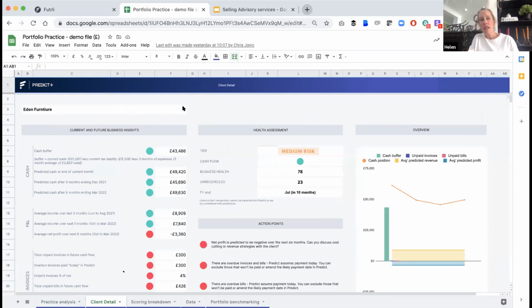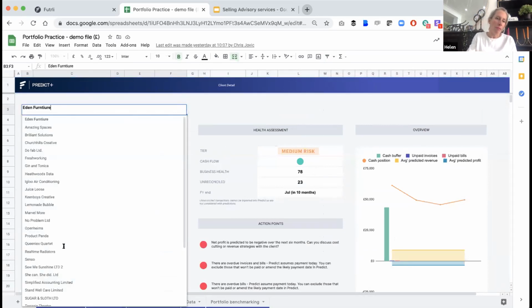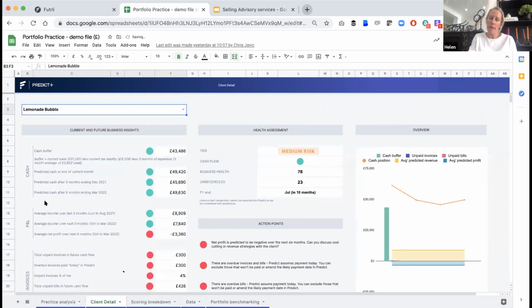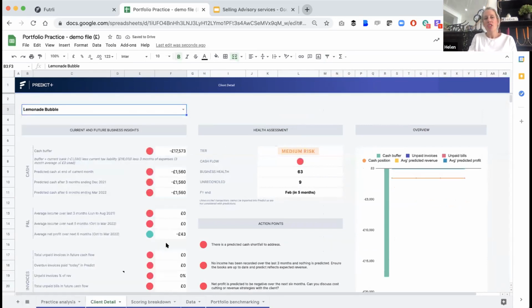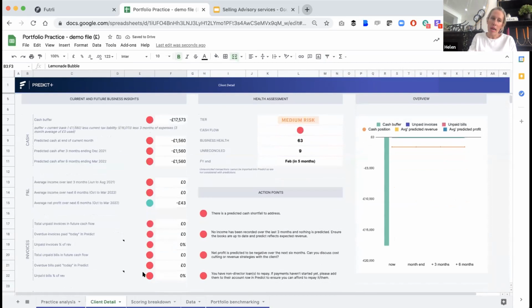You come into here, you drop down the client dashboard. So we just go to Lemonade Bubble. And in here, you can see it's then pinpointing exactly where the pain points are with this business. Now this, and I will come to this in a minute, is in addition to the SPIN qualification. We need to get the client in this buying journey.